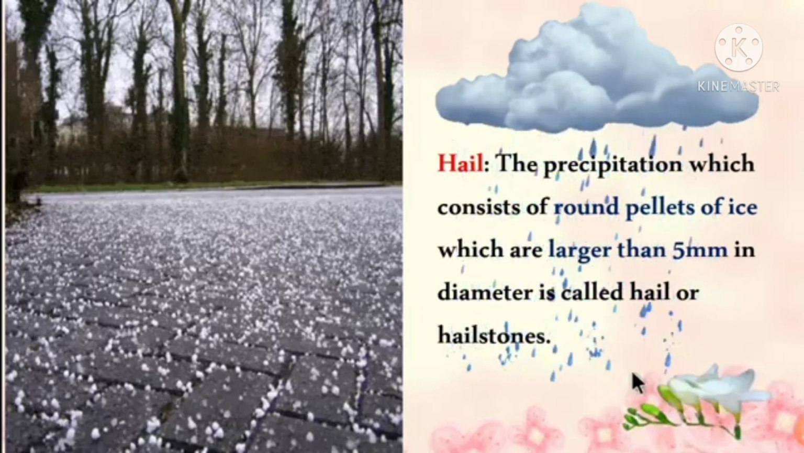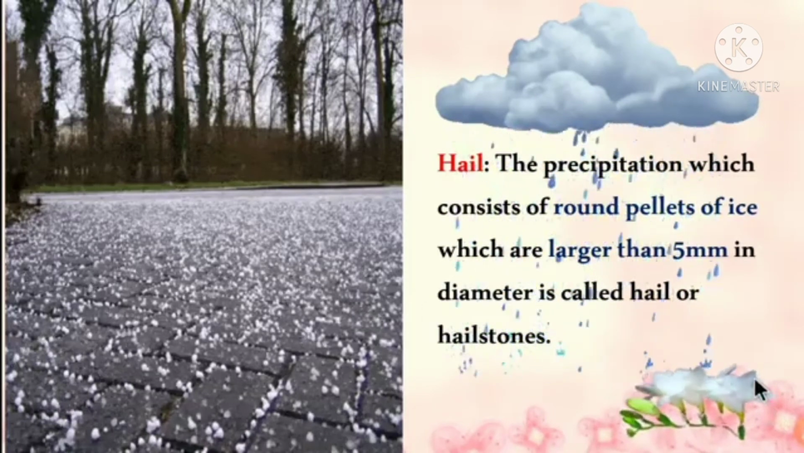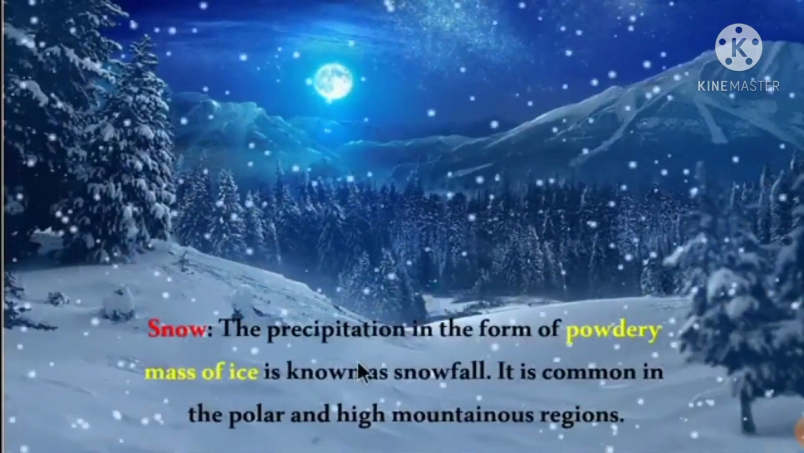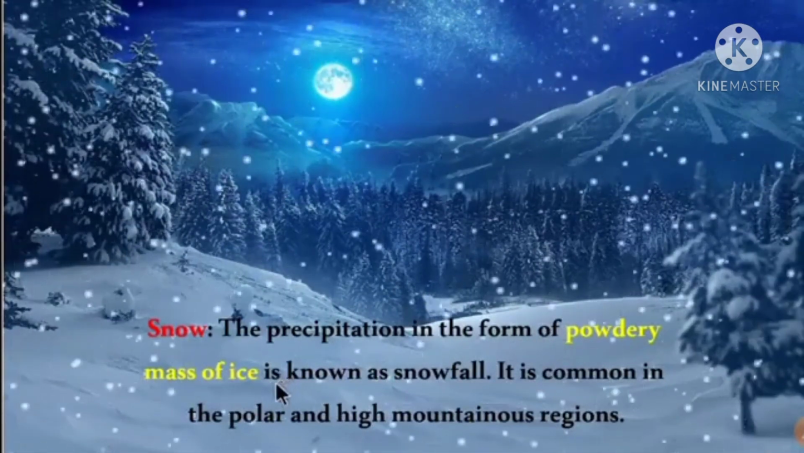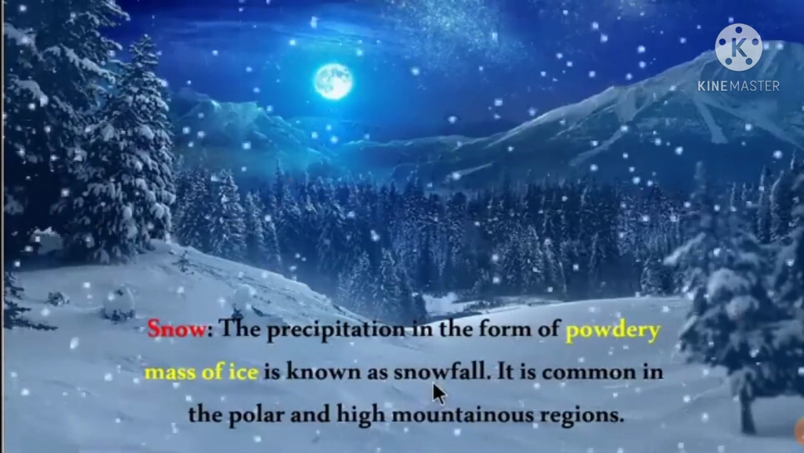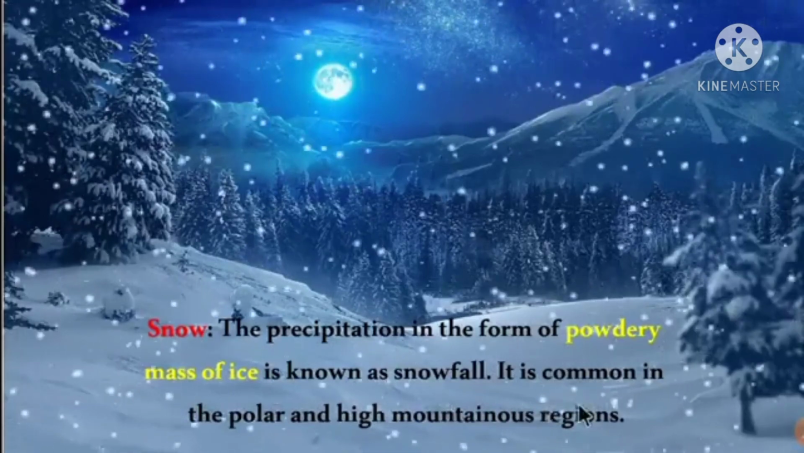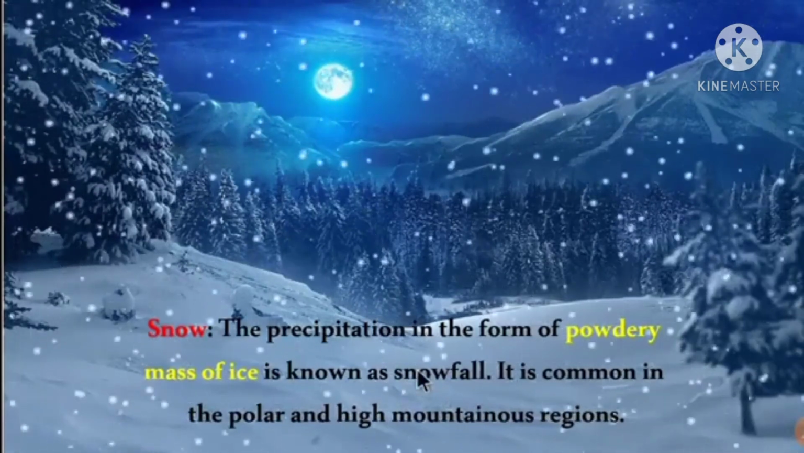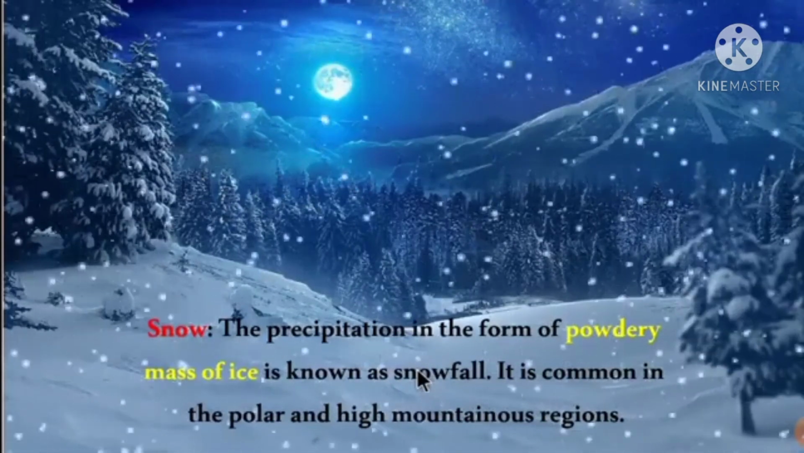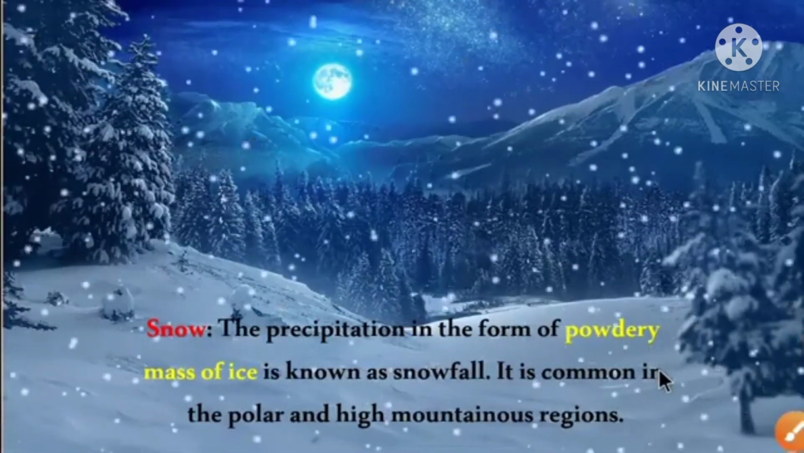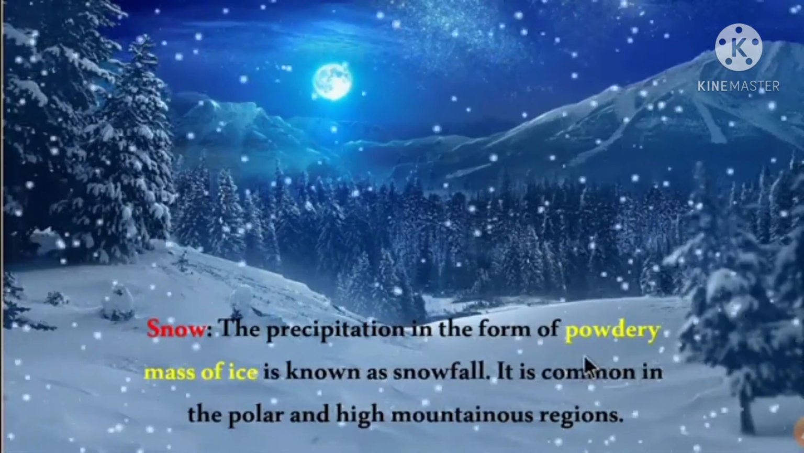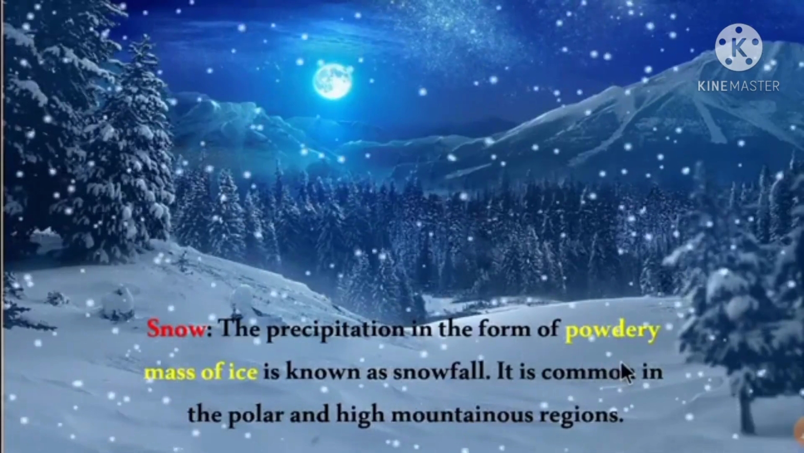The next form of precipitation is the snow. Snow means powdery mass of ice. The precipitation in the form of powdery mass of ice is known as snowfall. It is common in the polar regions, meaning the North Pole and the South Pole, and high mountainous regions. Why? Because they are covered with ice, or the poles receive no sunlight at all. So both poles are covered with ice.